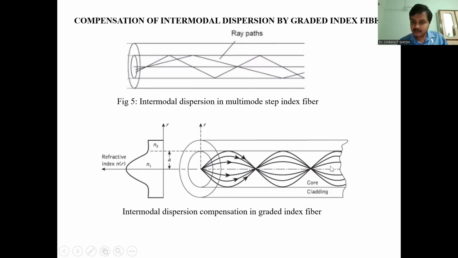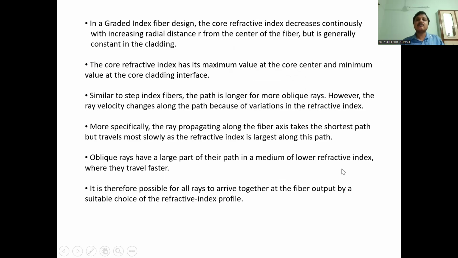The axial ray is propagating the shortest distance, but with very low velocity. The oblique ray is propagating a longer distance, but with higher velocity. So you know S equals Vt. S is less but V is less in one case, and in the other, S is more but V is more. So t becomes constant. So it is possible that all these rays will merge at the fiber output. This is why graded index fiber was introduced.